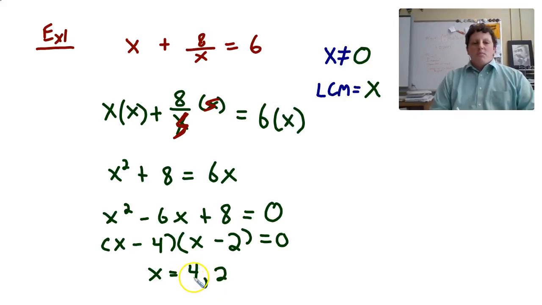And I want to plug those back in up here, make sure that they work. So 4 plus 8 divided by 4 is 6. That's correct. 2 plus 8 divided by 2 is what? 2 plus 4, which is 6. That works as well. So since both of them work, these are the two solutions, 4 and 2.